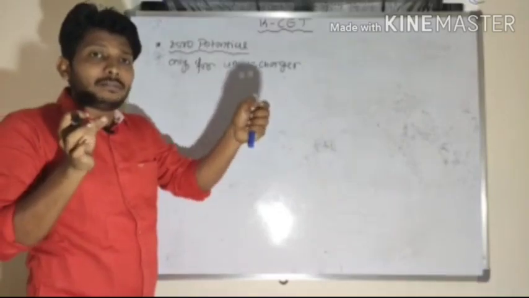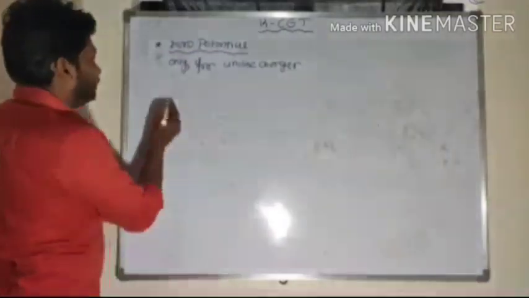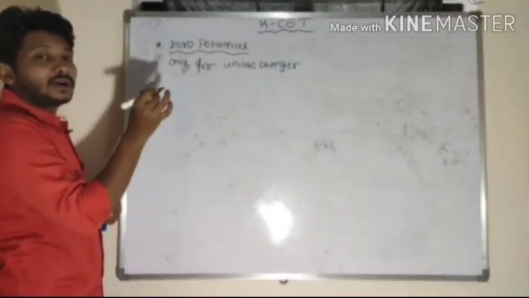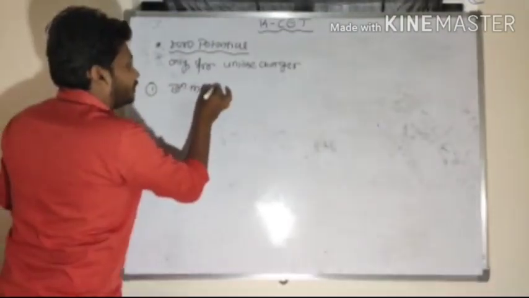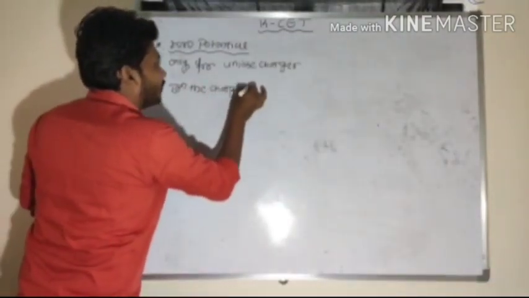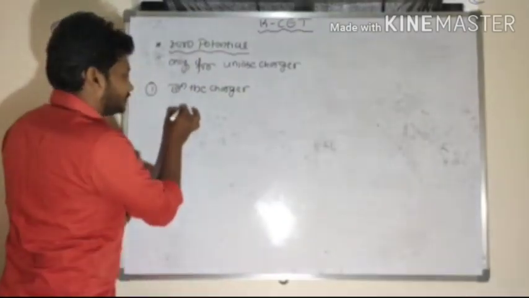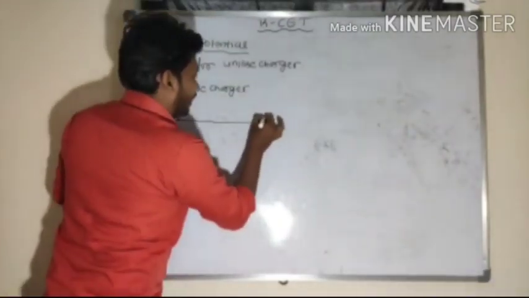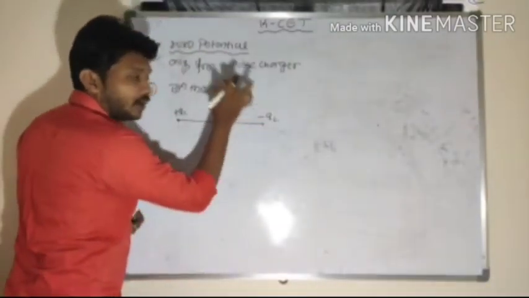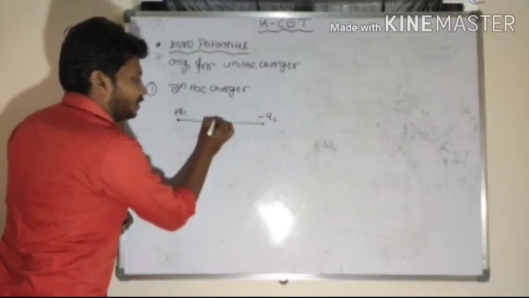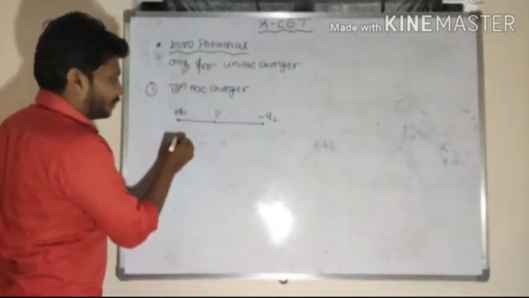That zero potential may be present between the charges as well as outside the charges. So remember one point here. Zero potential exists between the charges. For example, I will consider two charges here: this is plus Q1 and another one is minus Q2. I said zero potential exists only for unlike charges. Let P be a point where there may be a zero potential.